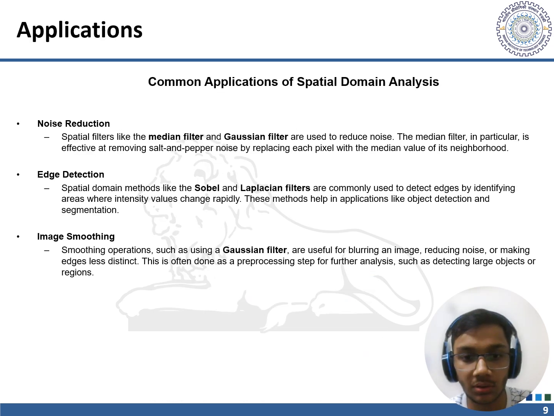Common applications of spatial domain analysis are noise reduction, edge detection, and image smoothing. Based on what filters we are using, we can get the desired outcome. For noise reduction, we use Gaussian filters, also for image smoothing. Laplacian filters are used for edge detection. That's why these two are the most often used filters present in the market.